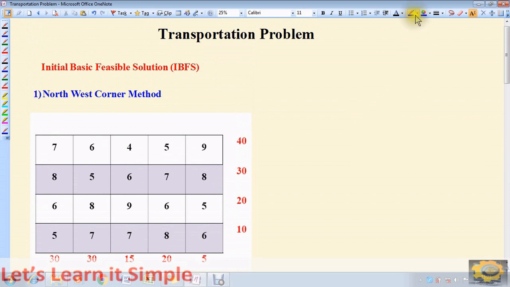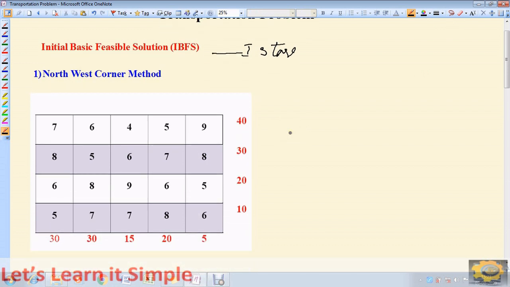This IBFS is said to be the first stage in the transportation problem, and the second stage is getting the optimal solution for the transportation problem. Okay, now let us discuss this one by one. To get IBFS, the first method is called the northwest corner method.